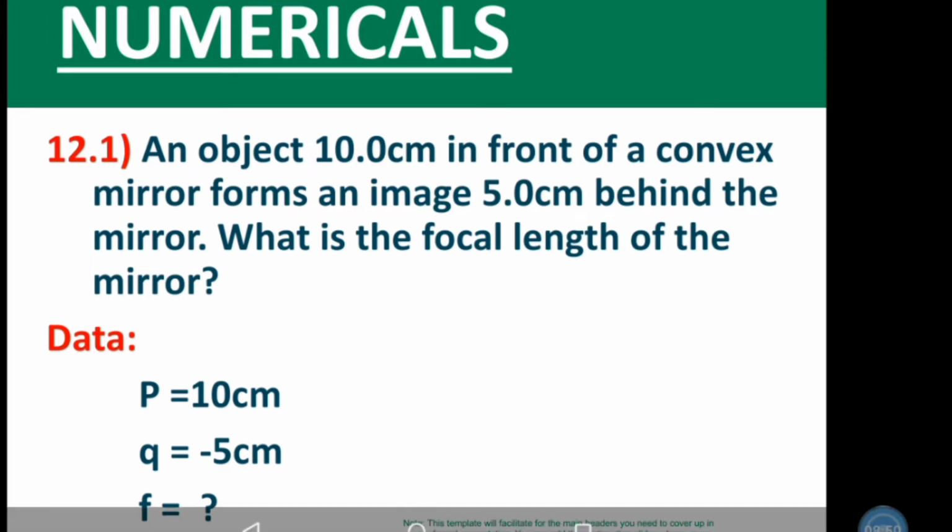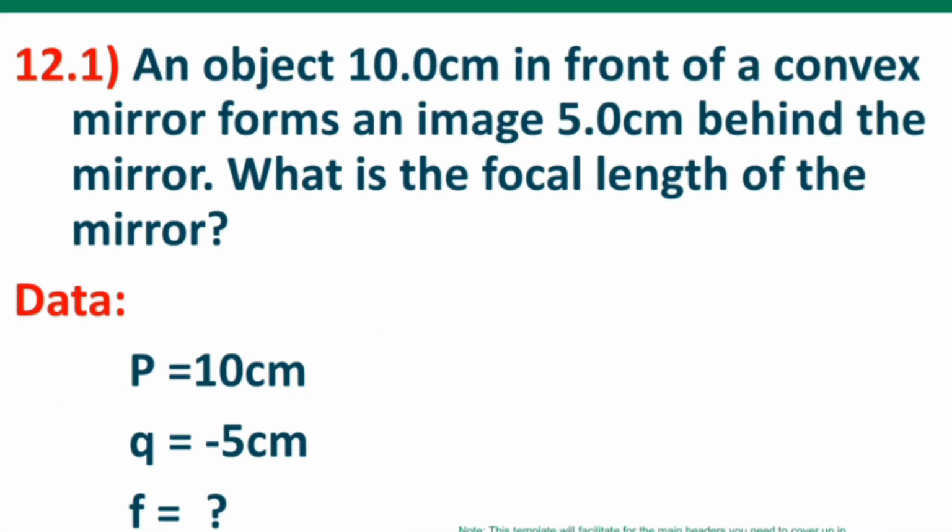Let's see the first numerical. An object 10 centimeter in front of a convex mirror. Okay, so what is this 10 centimeter? It is the object distance. So we have object distance 10 centimeter, and it forms an image 5 centimeter behind the mirror.